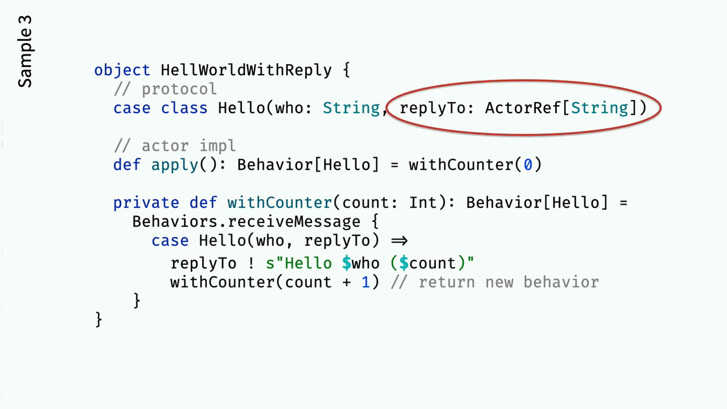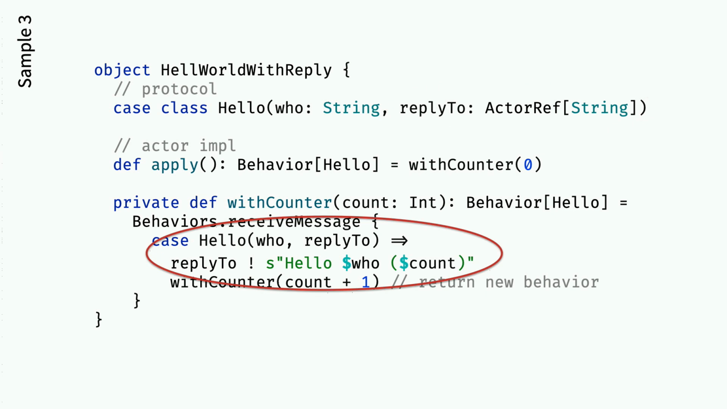In this case, we have not only the string in this hello message, but we also have a reply-to ActorRef. An ActorRef is the reference to a running actor. And the type parameter here, just like with Behavior that we saw before, limits what kind of messages we can send to it. So when the actor gets this hello message, it can only reply with a string. When we get this message, we capture this reply-to, and we send a string back. Except for that, it's identical to the previous example where we just increase the counter by 1.